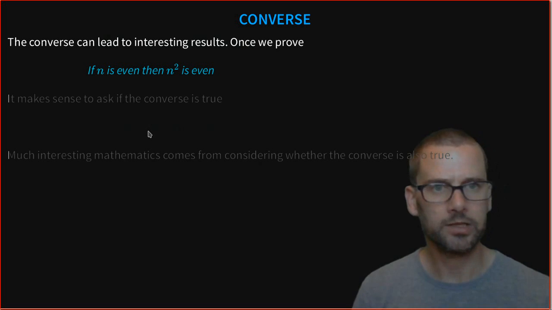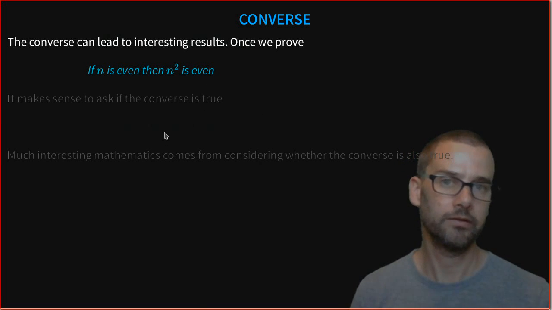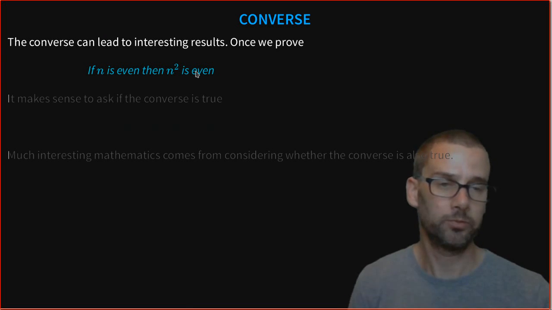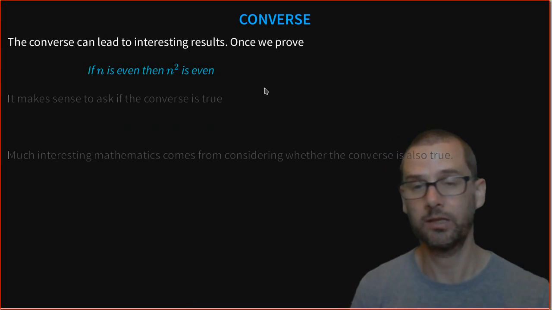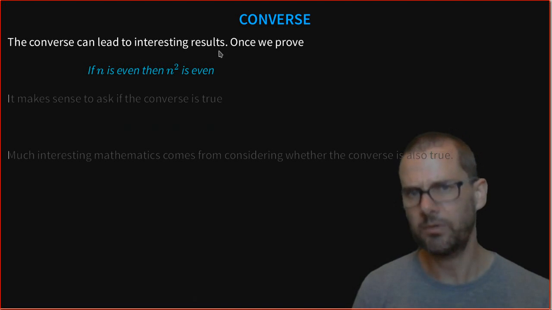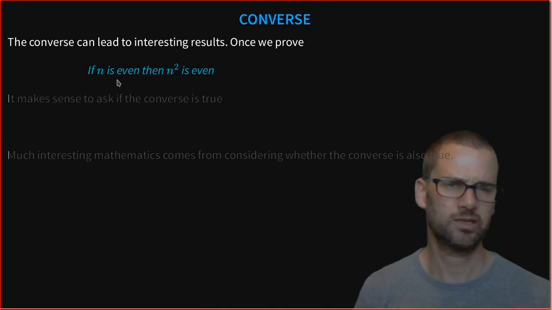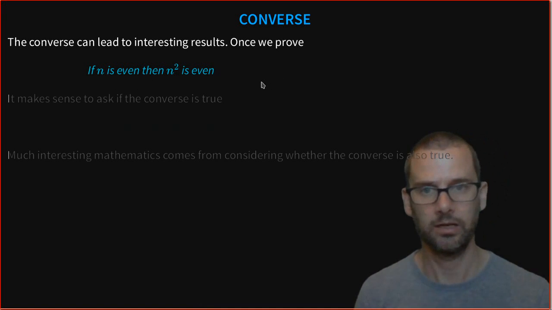Okay, so let's look at the converse a little bit more. We have a statement here: if n is even, then n squared is even. This is a statement we'll prove, and that's basically the first thing that we prove in one of these little videos. Once we have this, and we know the converse is different, this is kind of obvious. If I take 2 and I square it, I get 4, that's even. I take 4 and I square it, I get 16, that's even.